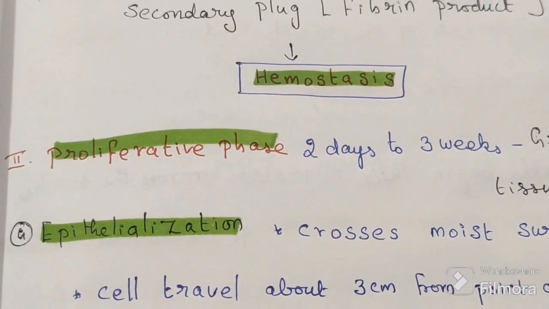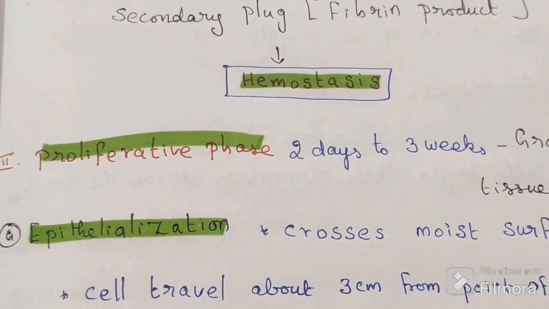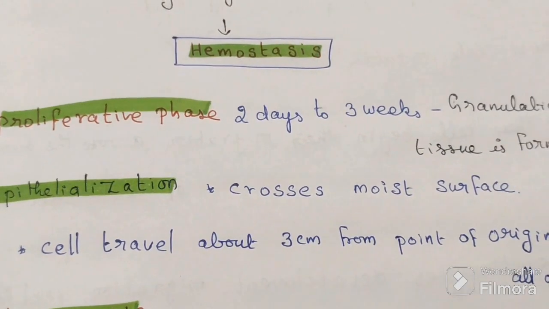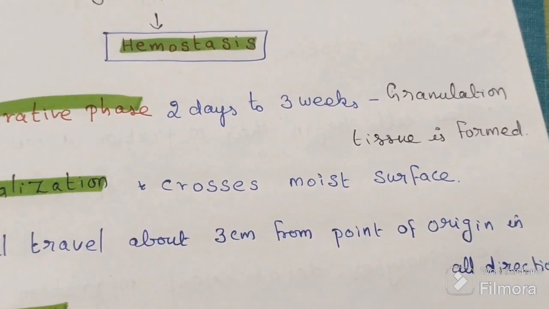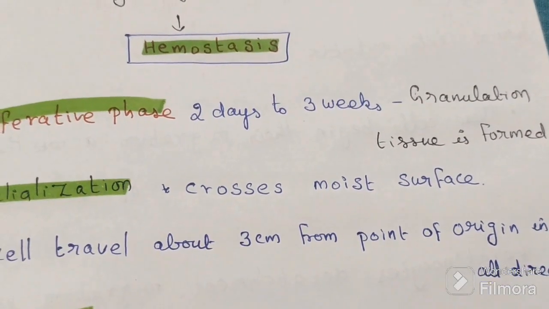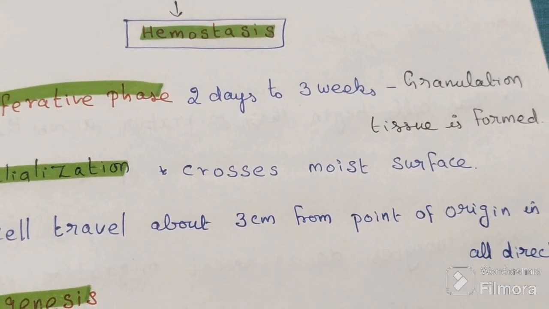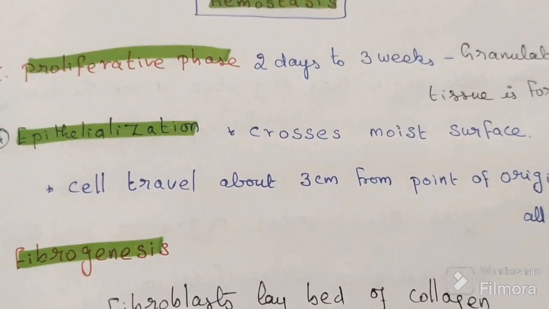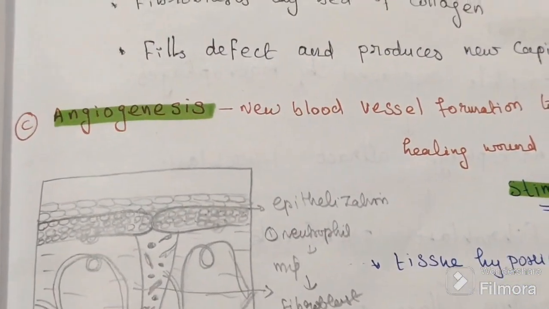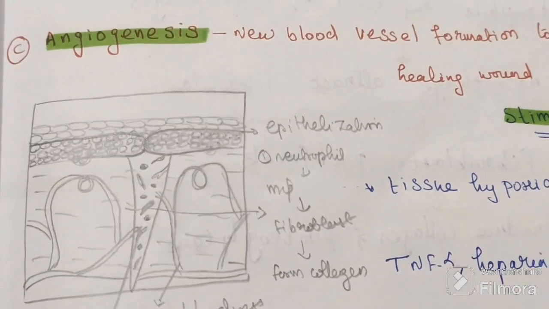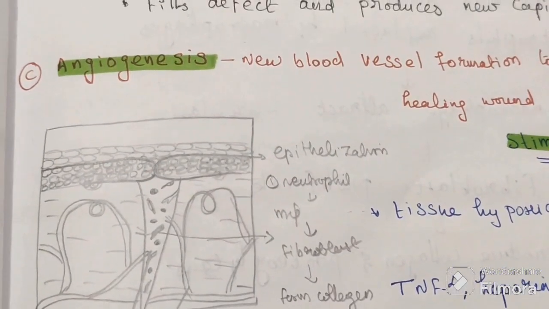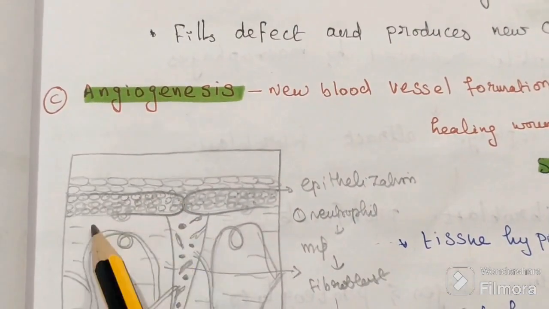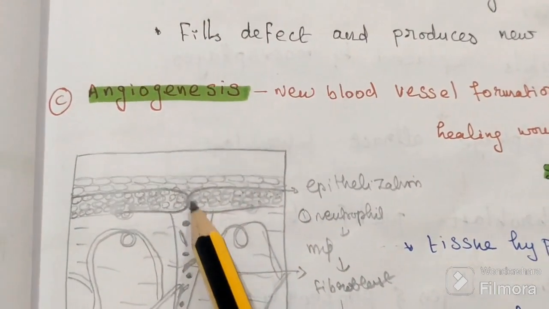The second phase is the proliferative phase. Three things take place from day 2 to 3 weeks, and the end result is granulation tissue. What is epithelialization? See this diagram. Here the epithelium is moving and meeting at the center.